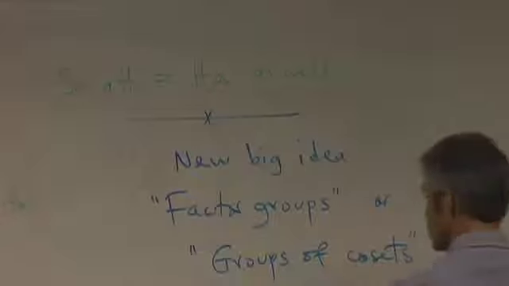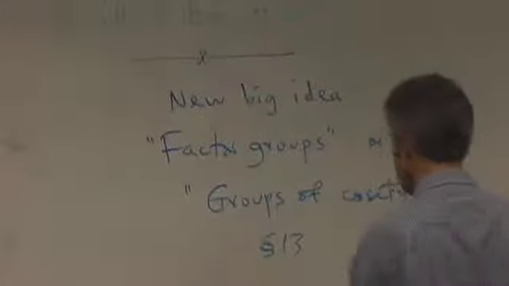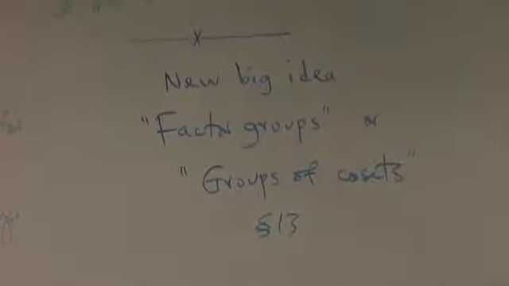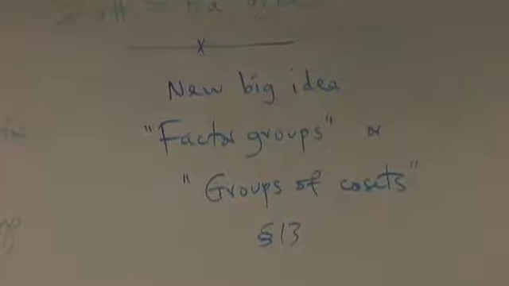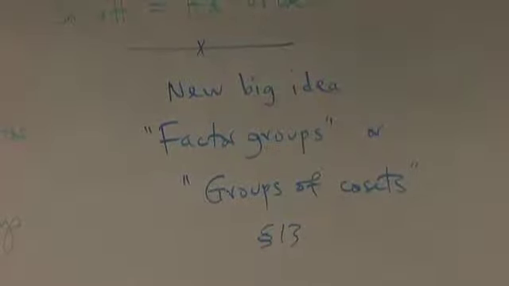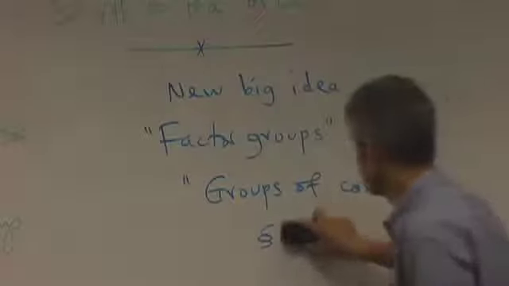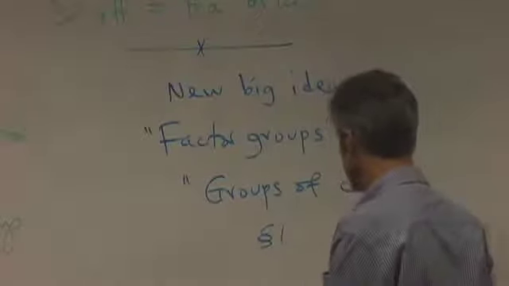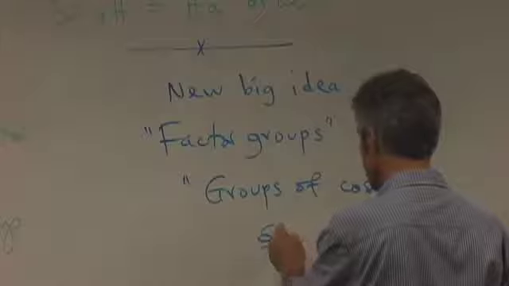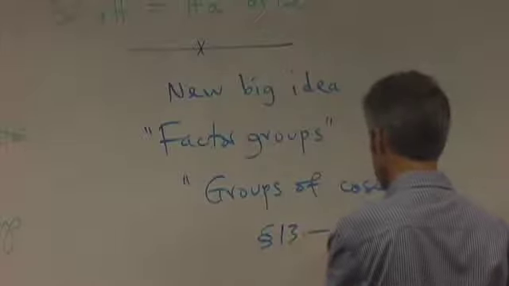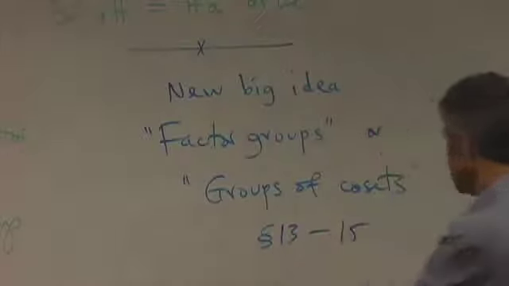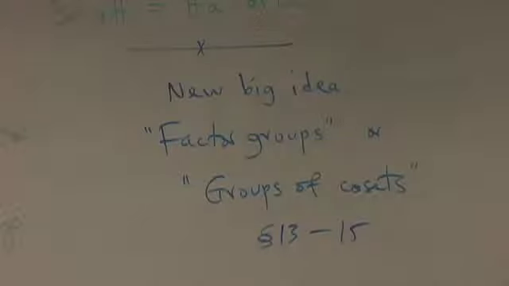And this is section 13. We're skipping section 12. I'm not sure I mentioned that last Wednesday. We're going to skip section 12. We may come back to it at the end of the semester if we have time. Oh, yeah, okay. So I'll say sections 13 through 15, because homomorphisms is the lead-in to what we're doing with these groups of cosets.